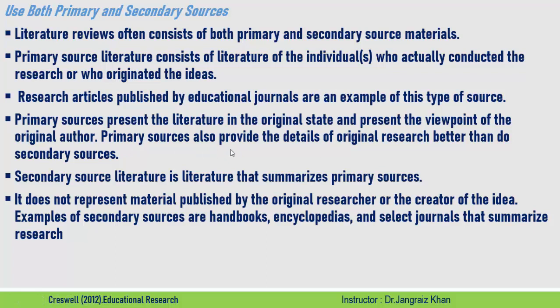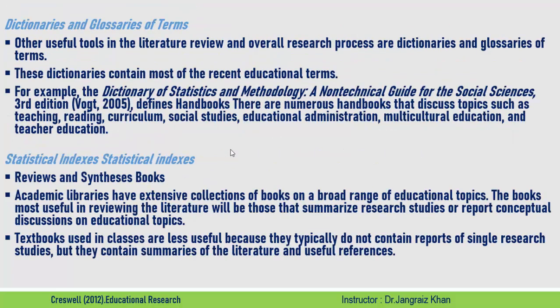Secondary source literature is literature that summarizes primary sources. It does not represent material published by the original researcher or the creator of the idea. Examples of secondary sources are handbooks, encyclopedias, and select journals that summarize the research.